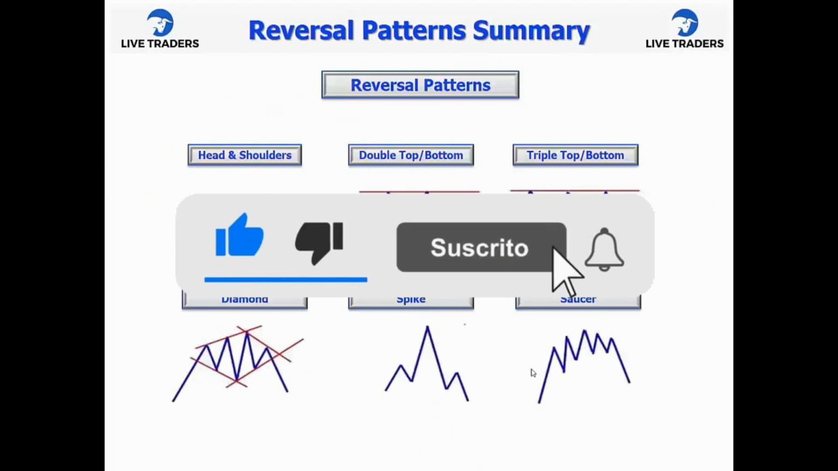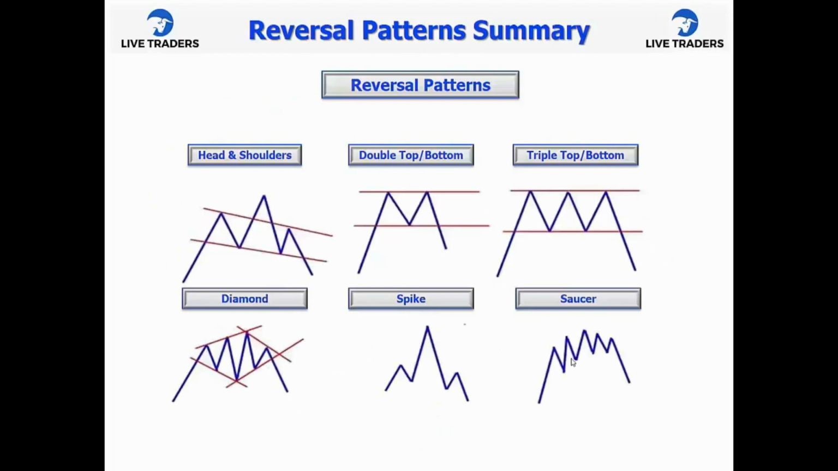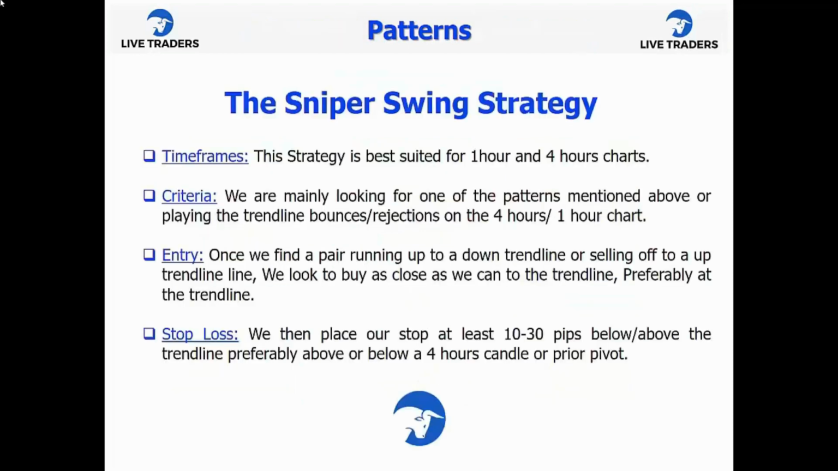Okay. Saucer. Now saucer is a mixture of head and shoulders and a triple top, where prices make a left shoulder, make a head, make a right shoulder, but then make another shoulder, right? That becomes a saucer pattern, which you're going to look to short. And again, you can also call it a wedge pattern.